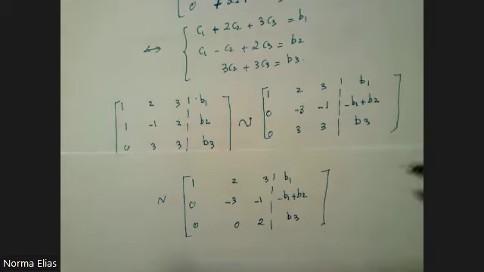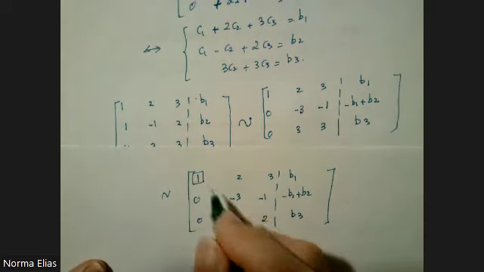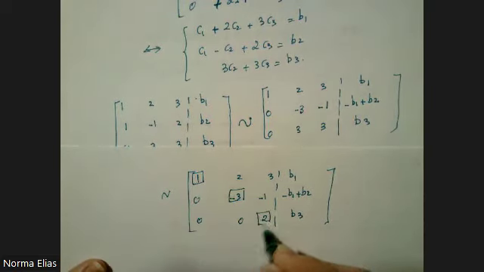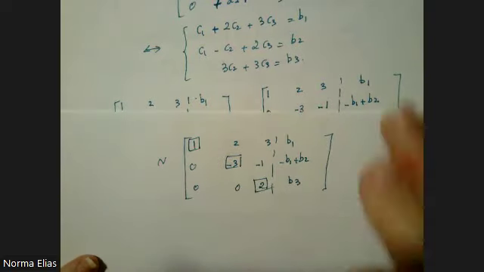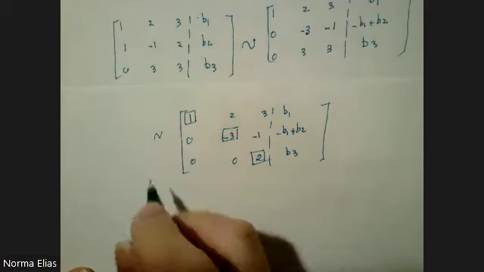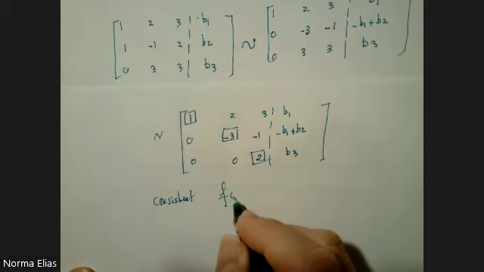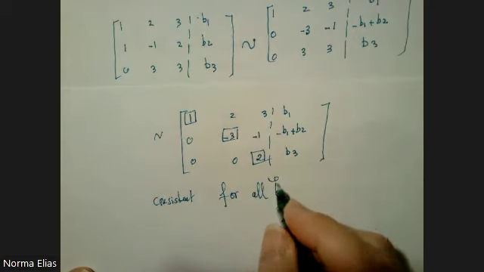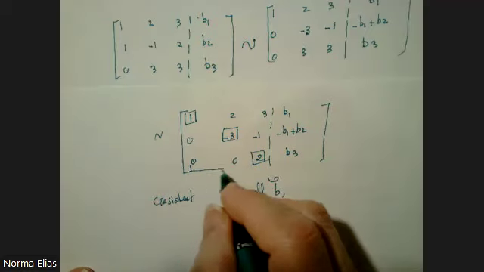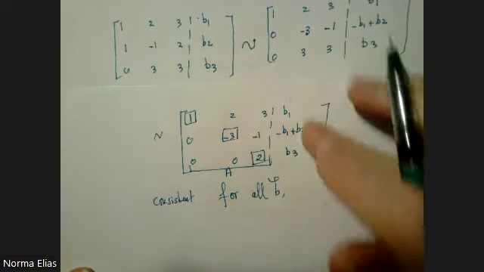Question. Can I write every vector B as a linear combination of A1, A2, and A3? Can I always find a solution? What can you say? Okay, is this system consistent? So this is consistent regardless, for all B. Basically, because if I only look at this matrix A, I have a pivot in every row.